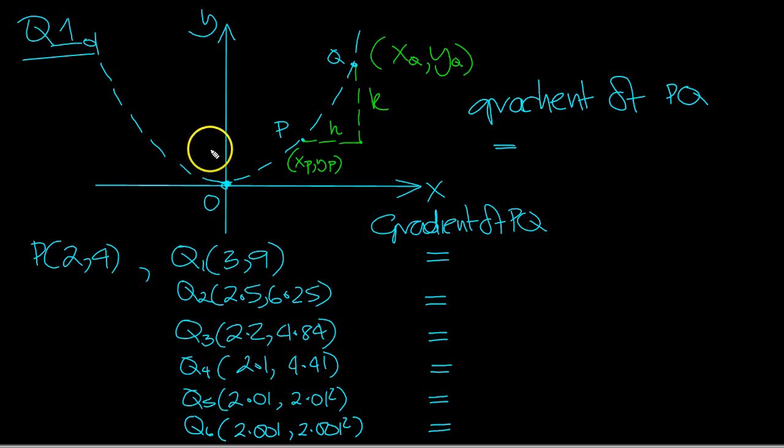Okay, let's have a look at this example then. First of all, we've got this curve. This is the curve y equals x squared. And we want to find out the gradient of the slope at this point on the curve. And we can draw approximating triangles, can't we?